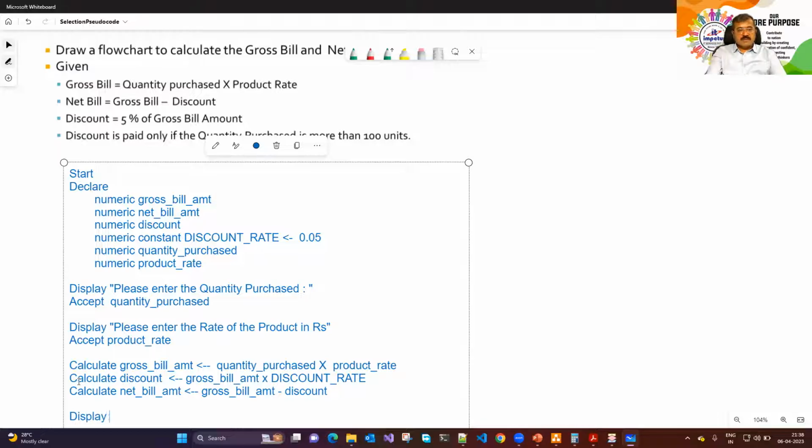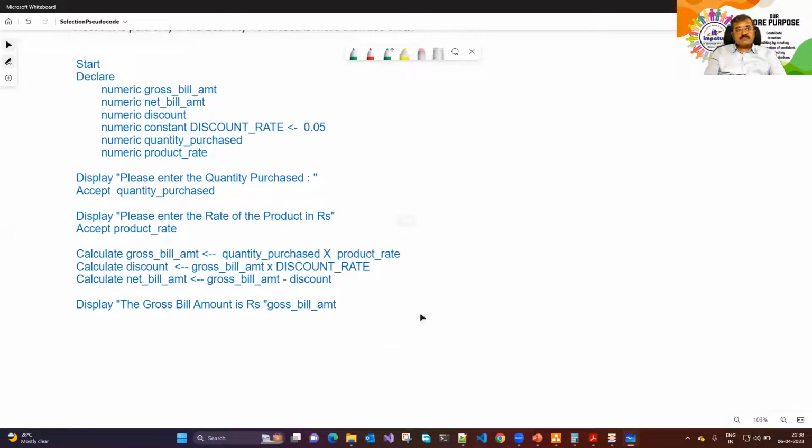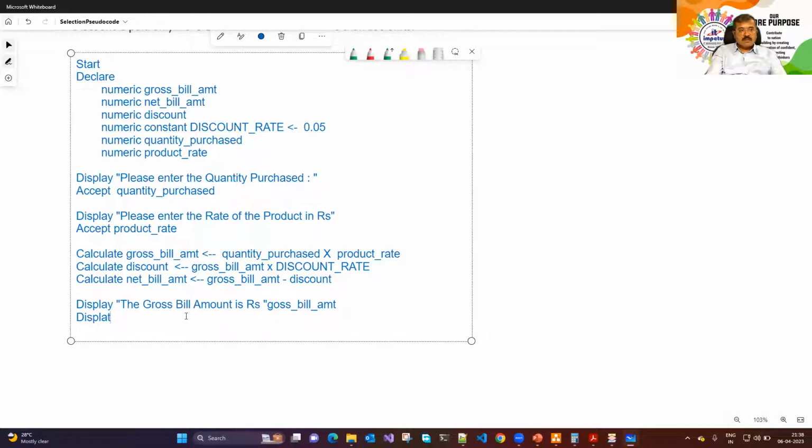I'll say display the gross bill. Note, in the messages I'm writing the incomplete thing. The gross bill amount is rupees. Okay, is rupees. And your variable name was gross bill amt. Then we are going to display the next one. Display the net bill amount is rupees.